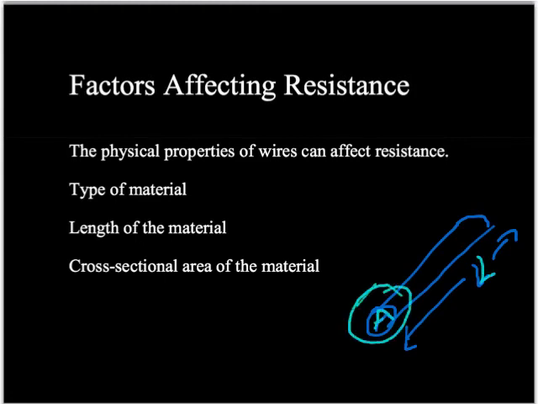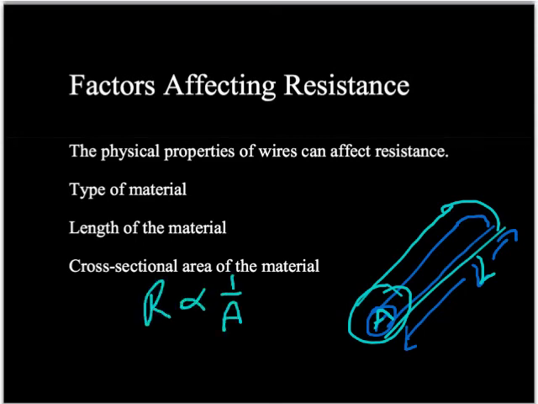The greater the area, the easier it is for current to get through. So if you increase area, you increase the current, so in other words, you must decrease the resistance. So resistance is inversely proportional to area. Increase area, decrease resistance. Length of material: you make a wire longer, you decrease the current, so you must be increasing the resistance. So the longer the wire, the greater the resistance.